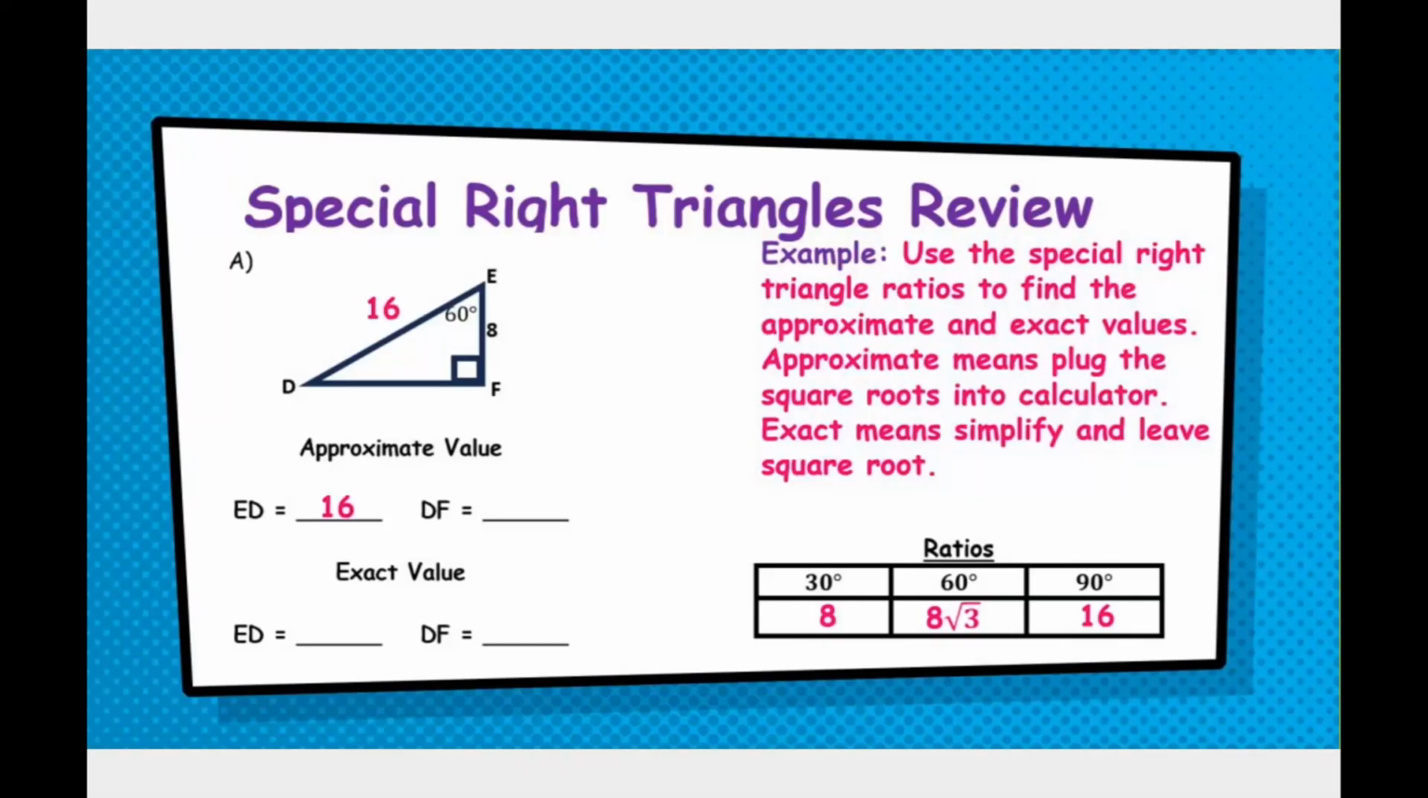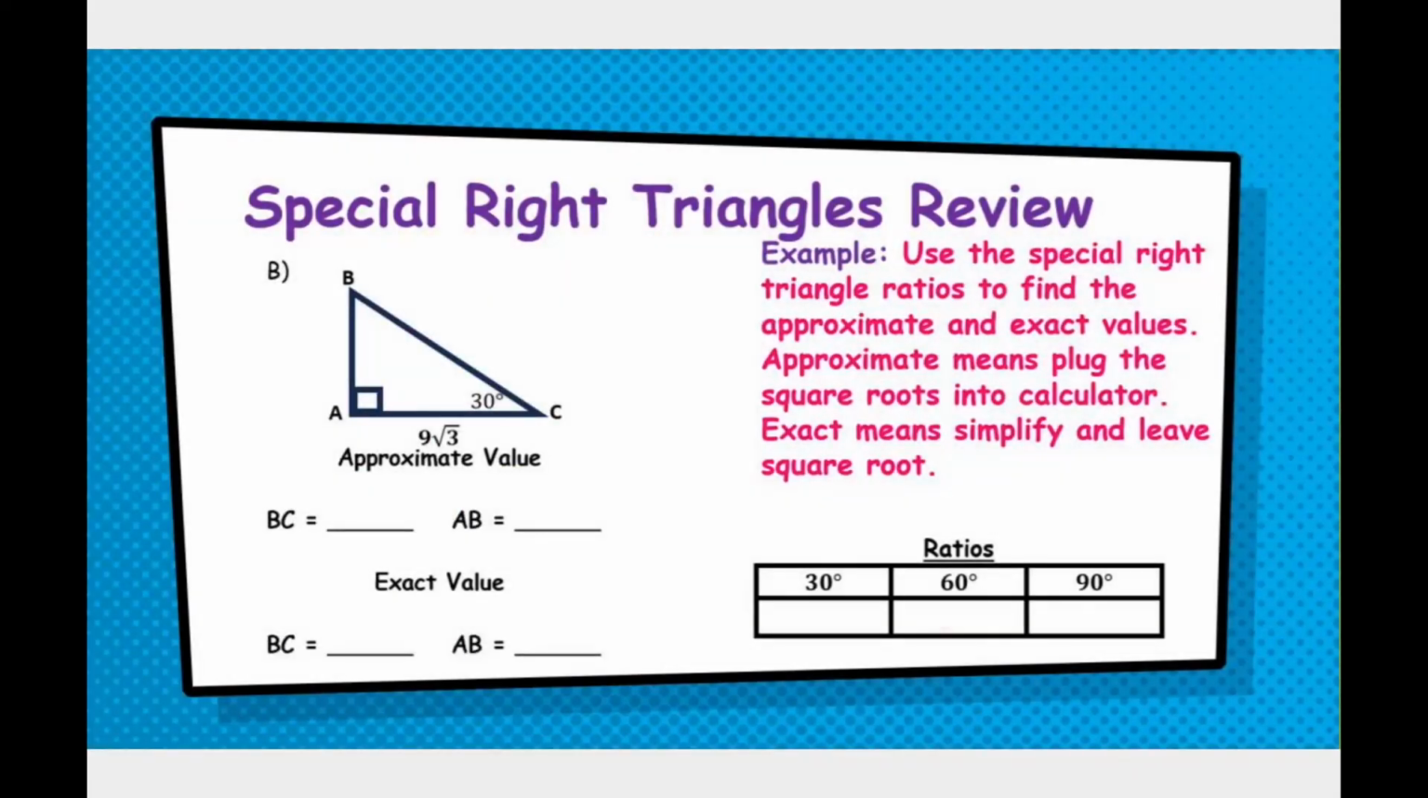And then my side DF is opposite the 60 degrees. For my approximate value, notice we have 8 square root of 3. I'm going to type that into my calculator and round it to 13.86. On my triangle, I'm going to label that 8 square root of 3. And then for my exact value, I'm just going to rewrite this: 16 for ED and 8 square root of 3 for DF.